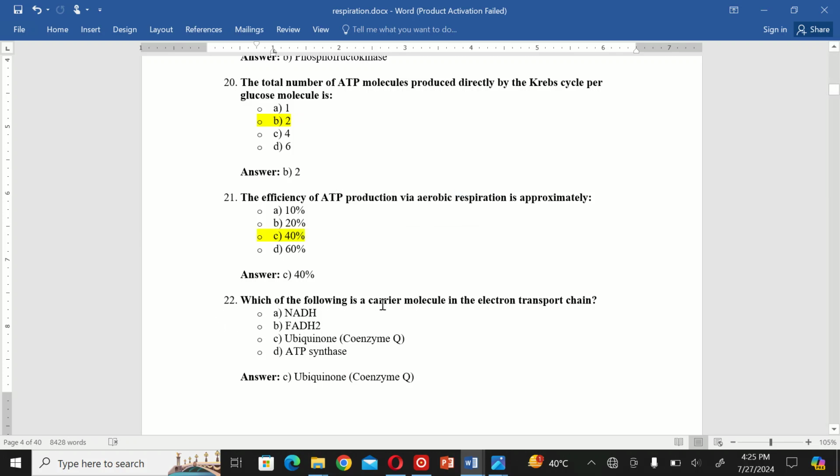Which of the following is a carrier molecule in the electron transport chain? A. NADH, B. FADH2, C. Ubiquinone, coenzyme Q, and D. ATP synthase. So the correct option is C.